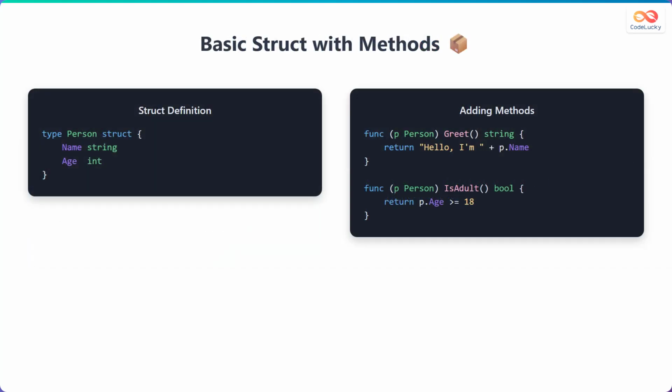Let's look at a basic struct with methods. On the left, the code defines a struct named person with two fields, name, which is a string, and age, which is an integer. On the right, two methods are added to the person struct. The first method, greet, returns a string that says "Hello, I'm" followed by the person's name. The second method, isAdult, returns a Boolean value indicating whether the person's age is greater than or equal to 18.